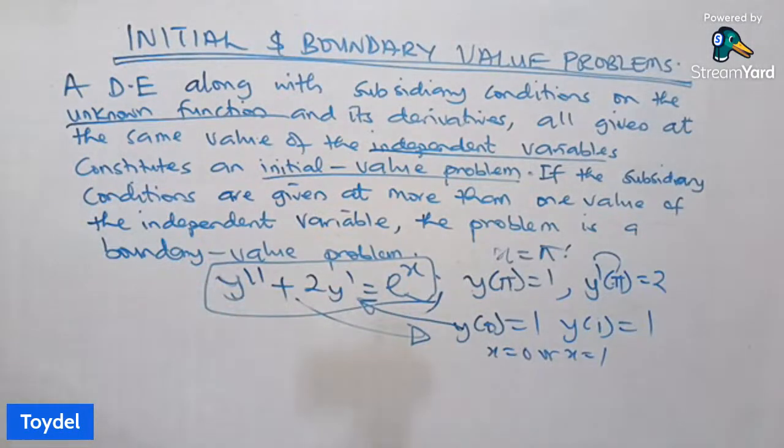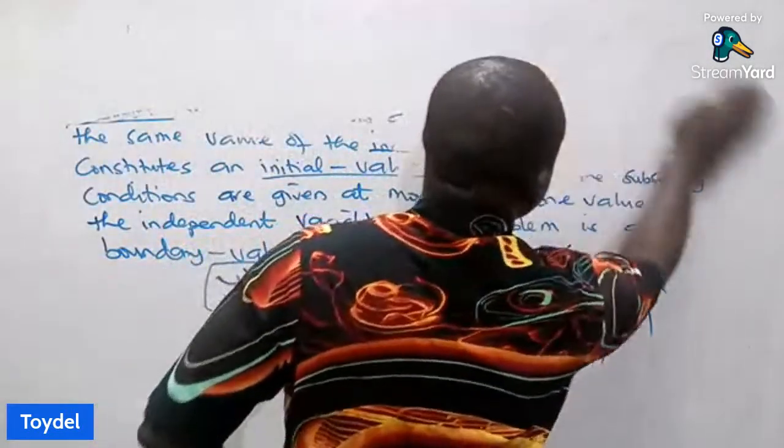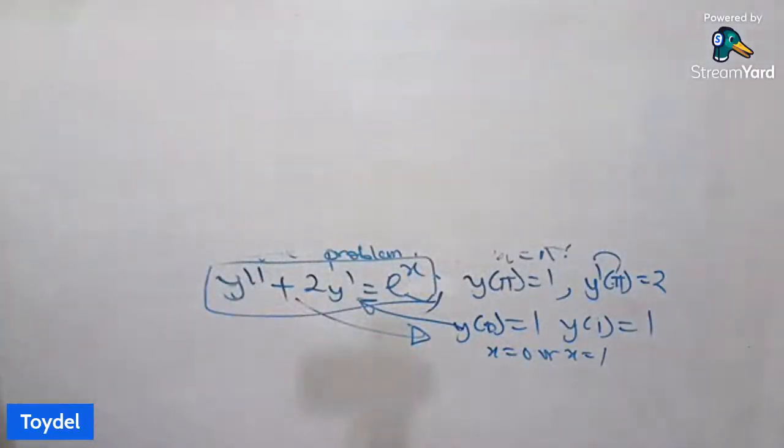And note, once we have a differential equation and we decide to add subsidiary conditions on any differential equation, it becomes either an initial value problem or a boundary value problem, depending on what type of conditions we decide to attach to that differential equation. So let's take one example on this. Just one example, then we close the class.